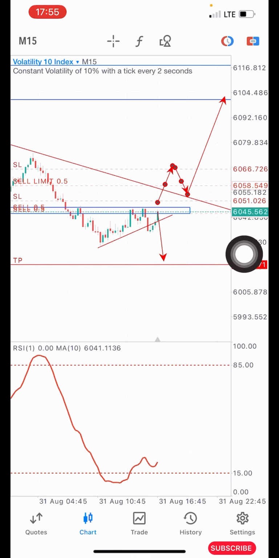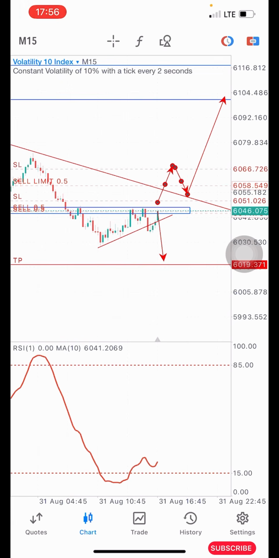I'm following the daily movement. Whatever the daily says, that's the direction I want to be selling or buying to. I'm following the daily, and the daily direction is now a downtrend, so that's why I want to be looking for sell trades for now. If I'm to buy, I'm going to be taking short buys only, not long-term buys. I want to be taking short buys only.